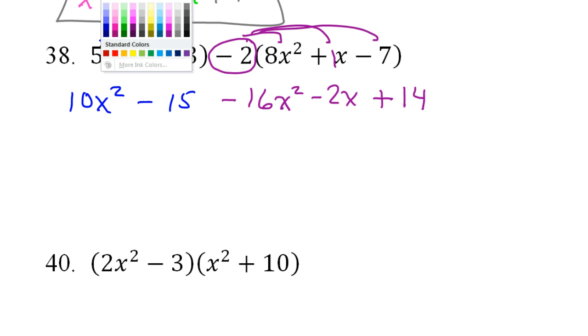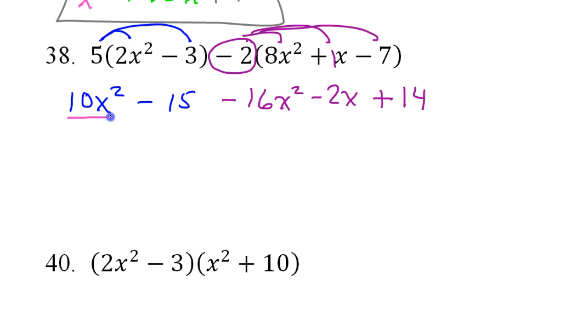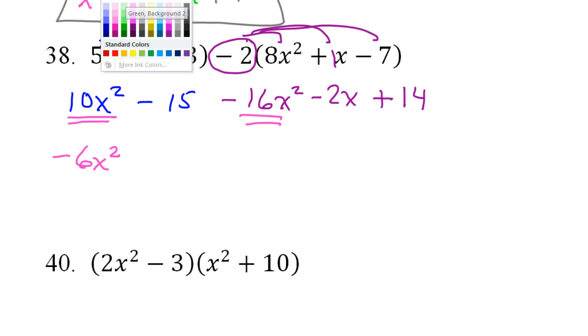Then after that, you can combine your like terms. So we will have the 10x squared and the minus 16x squared. That's going to make negative 6x squared. Always put the highest power first. Then after that, we have the x term, but it doesn't have anything to combine with. So the x term is going to come in by itself.